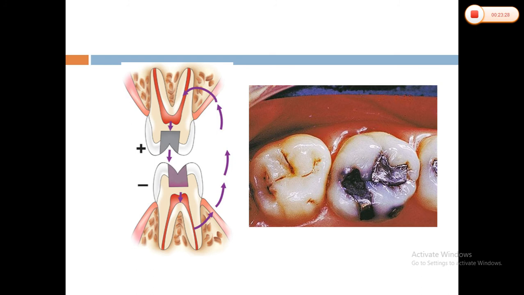So in the first picture, you can see a circuit has formed here between the two dissimilar restorations. If there are two dissimilar restorations facing each other and saliva acting as an electrolyte, there is a circuit formed leading to galvanic corrosion or galvanic shock. The second picture is showing an amalgam filling which has led to tarnish around the filling.